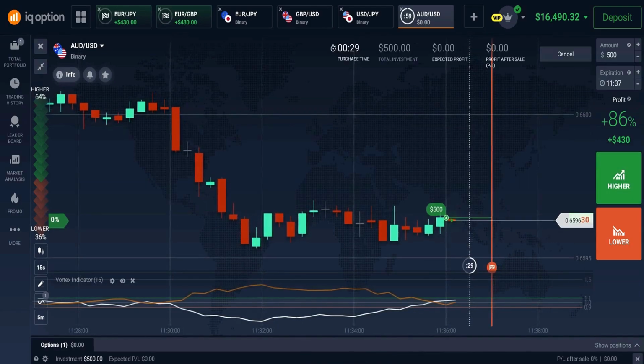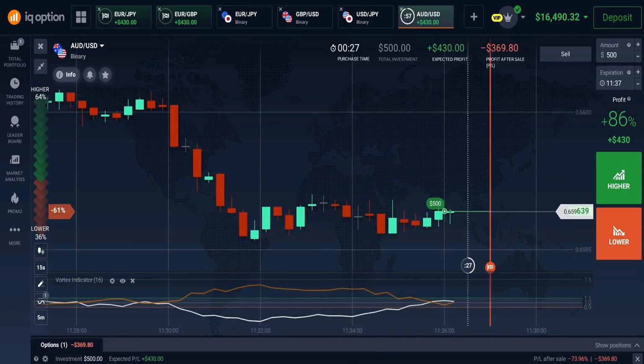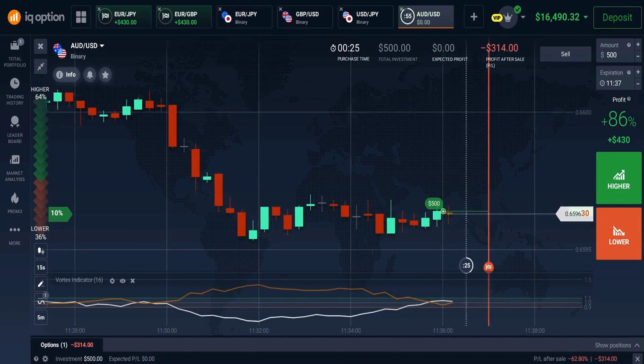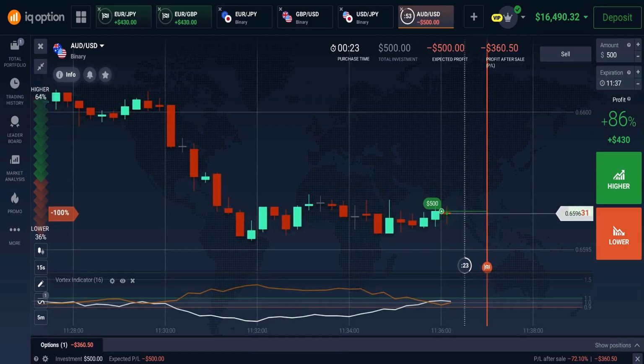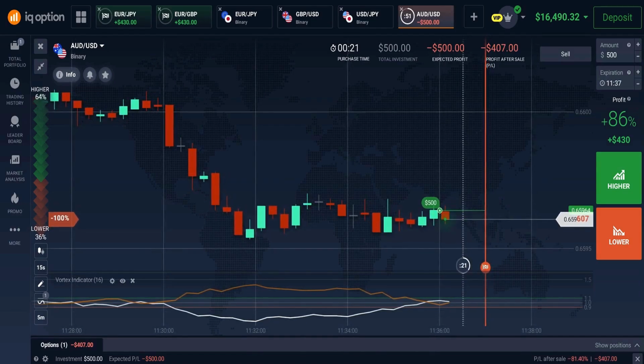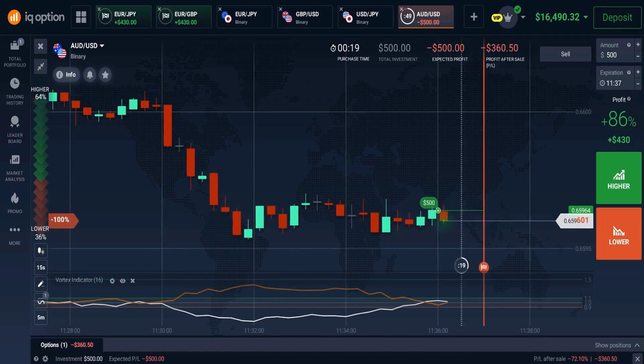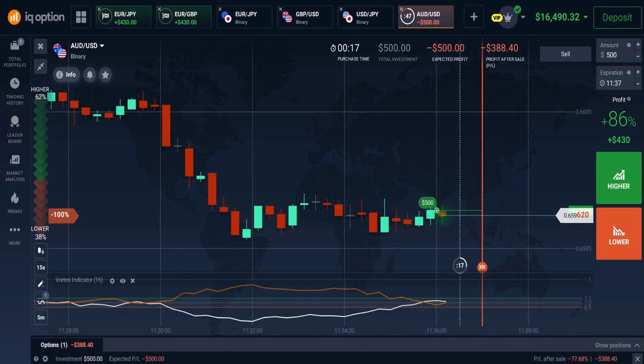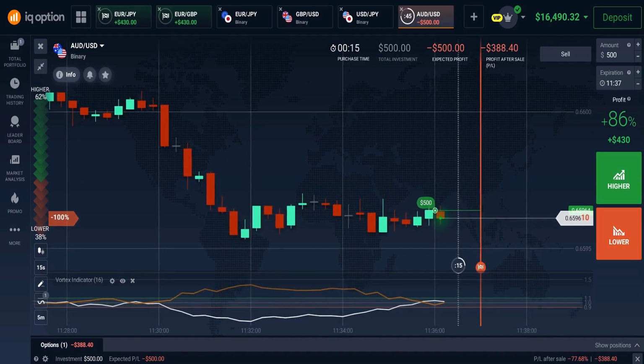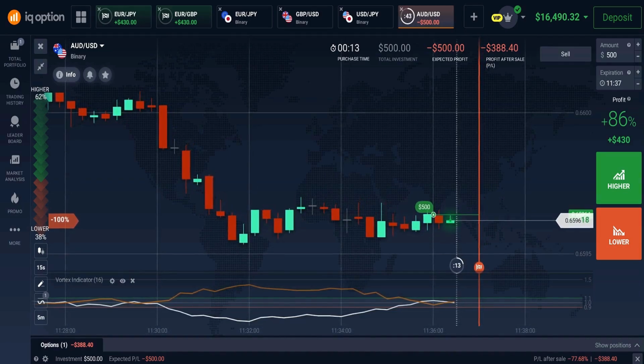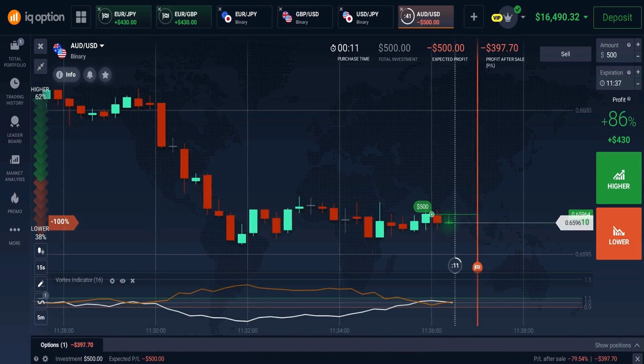Now here's our next setup. According to our trading rules, this looks like a great opportunity for a buy trade. Why? Because the white line of the Vortex Indicator just crossed above the red line and is moving upward. That's our clear buy signal. But wait, before we jump in, let's take a closer look at the market condition right now.